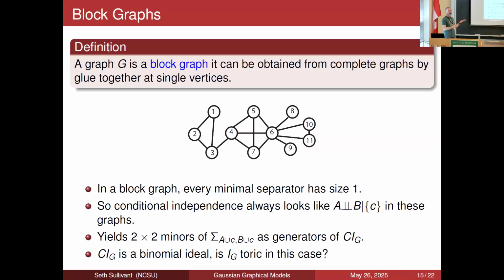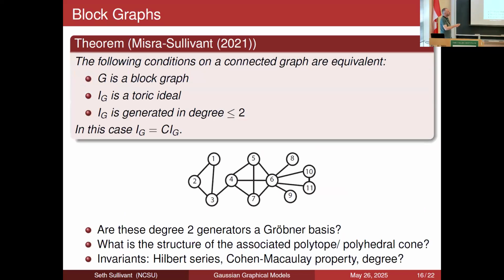Okay, so what that means then is the conditional dependence ideal is going to be a binomial ideal. So this is a case where people that like toric ideals, like me, can say interesting things. So the conditional dependence ideal will be a binomial ideal in this case, and then of course the natural question to ask is, well, is it equal to IG? In which case it will be a toric ideal. Okay, and so that's true.